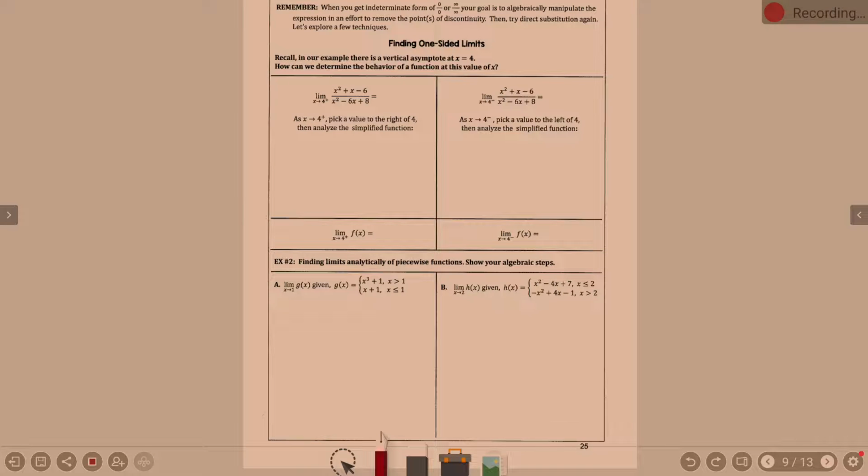When you get an indeterminate form, 0 over 0, infinity over infinity, your goal is to algebraically manipulate to remove the points of discontinuity. So if it's a hole, for instance, then try direct substitution again. Now, where are we at? Well, we can at least talk a little bit here. Recall in our example, there's a vertical asymptote at x equals 4. How can we determine the behavior of a function at this value of x?